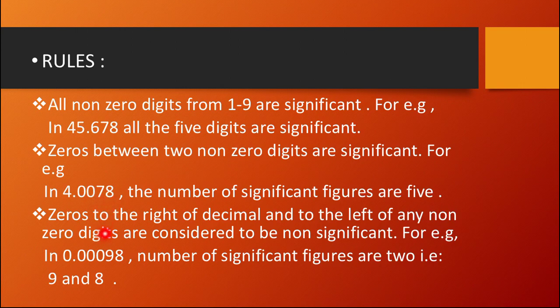Rule number 3 is if the zero lies to the right of the decimal and the same zero lies to the left of the non-zero digit, then those zeros are considered non-significant, which means those zeros should not be considered as significant. Here in this example, these three zeros lie right of the decimal point and these zeros lie left of the non-zero digits, which are 9 and 8. So in this case, these zeros should not be considered significant. Only the number of significant figures is 2, which is 9 and 8.